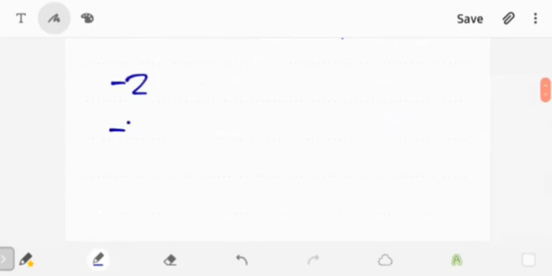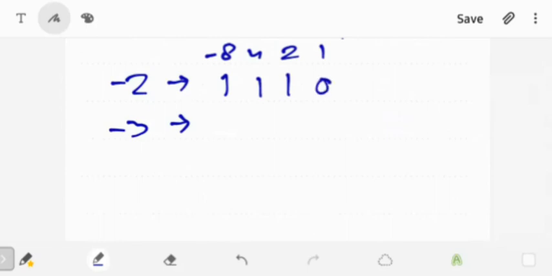-2 and -3. So -2, how it was represented using 4-bit. This is -8. Then how you will get -2? -8 plus 6. So this is 1 2 4 -8. So -8 plus 6 will give us -2. What about -3? This is -8 plus 5, so 4 1 5. So this was the conversion process of signed binary numbers.